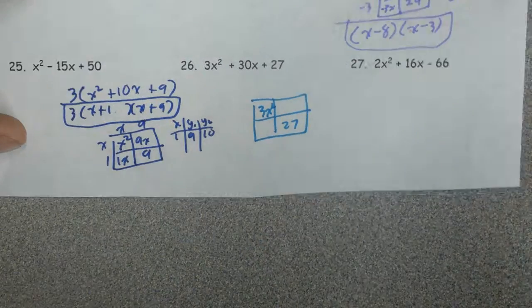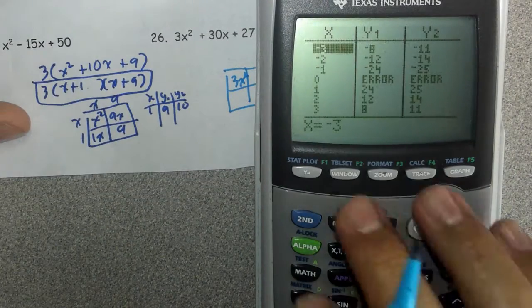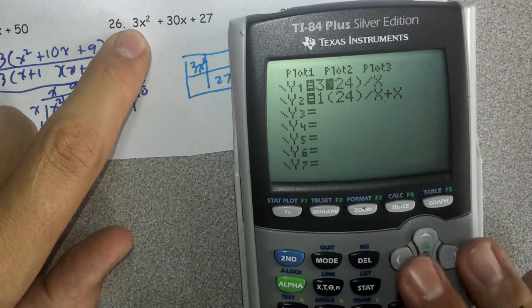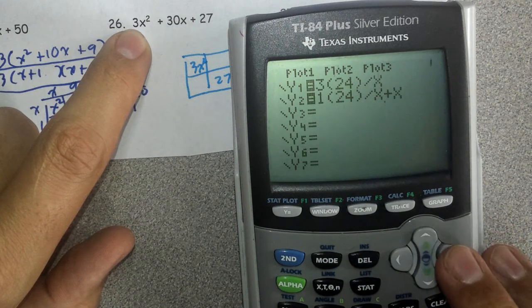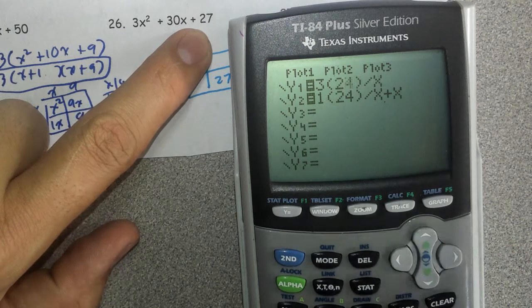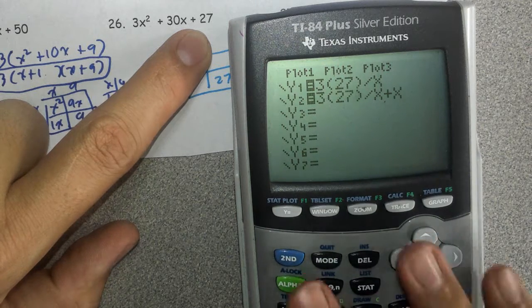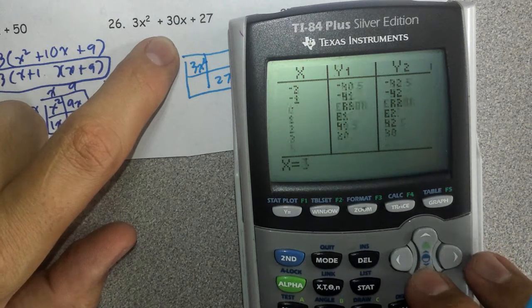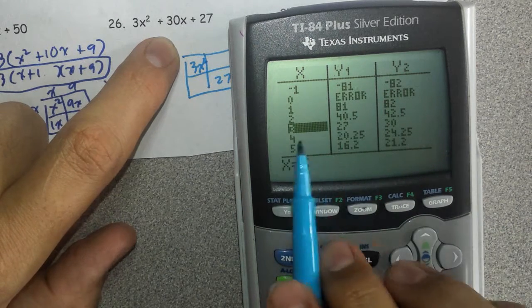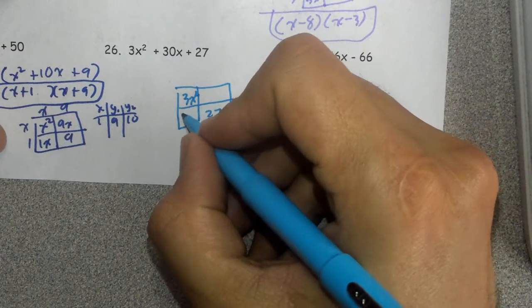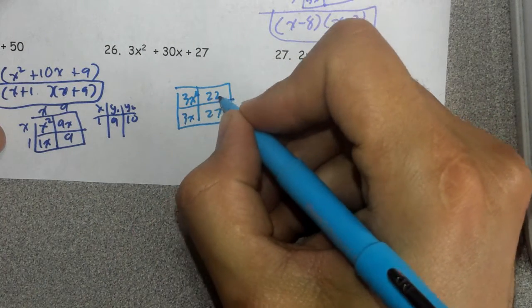Okay, so we go in here, do our A times our C. So my A value now is 3. Go ahead and change that. And my C value is 27. Change this to 3, 27. Go to my table, and I'm going to go all the way down and find positive 30. Okay, 3 and 27. So this is going to be 3x and 27x.